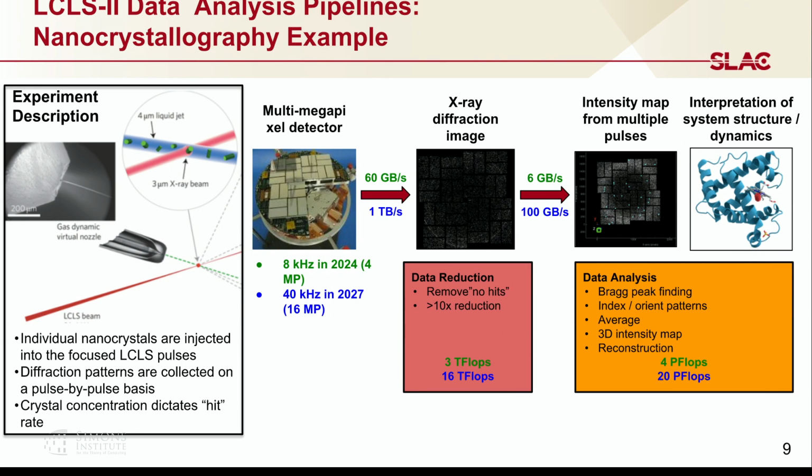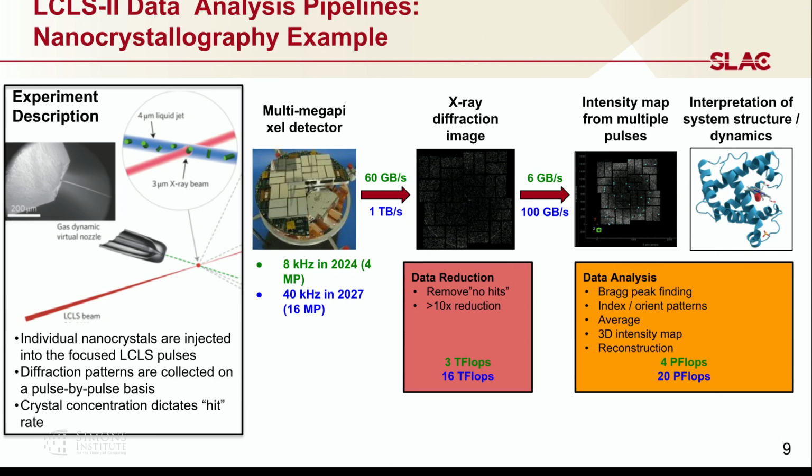In this case, the data reduction is not done by trying to reduce the content of information within one image, but by removing the events where there was no hit, where fundamentally the X-ray missed the sample that was being injected. I will get more later about why this is a better data reduction for nanocrystallography than trying to do Fisher extraction on the image, for example.